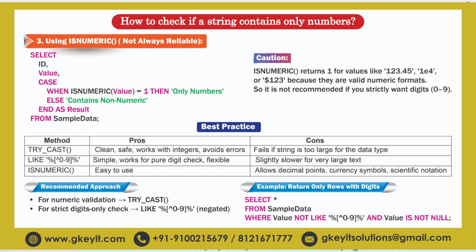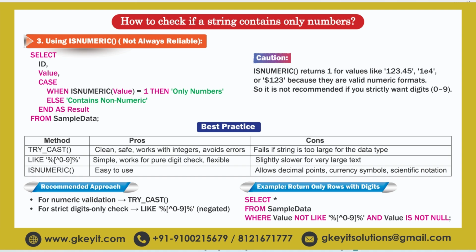There are some recommended approaches. For numeric validation, TRY_CAST function is the best one, and for a strict digits-only check, LIKE '%[^0-9]%' would be recommended. For example, if you want to return only rows with digits, there is a query: SELECT * FROM sample data WHERE value NOT LIKE '%[^0-9]%' AND value IS NOT NULL. This would be the query to return only rows with digits.